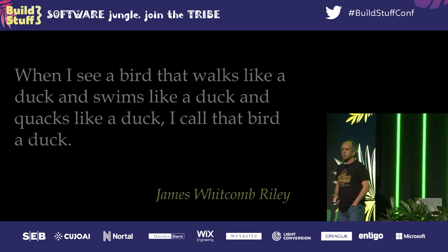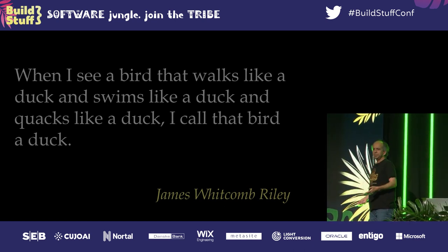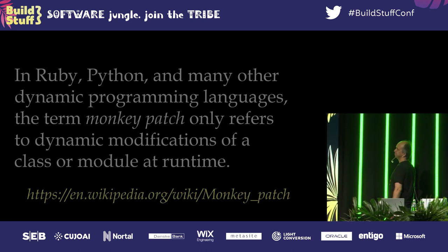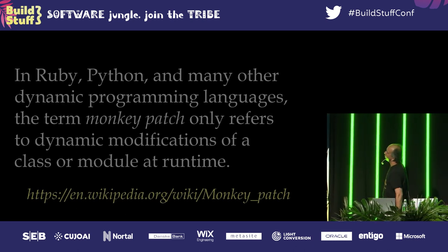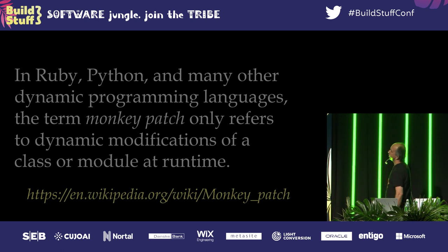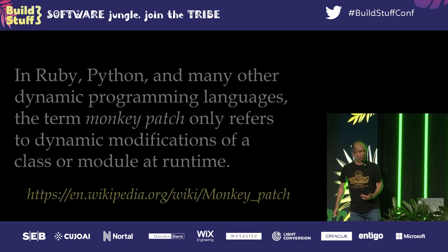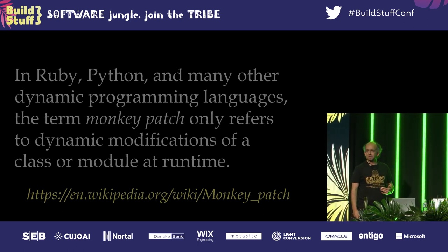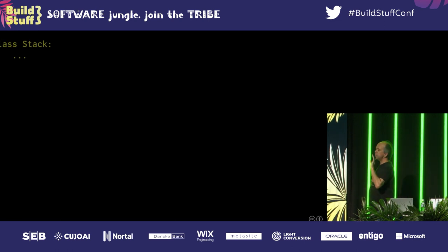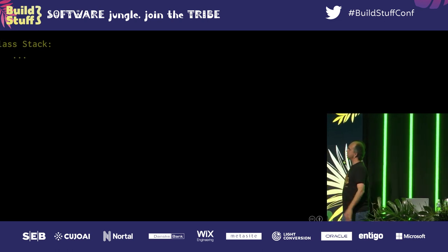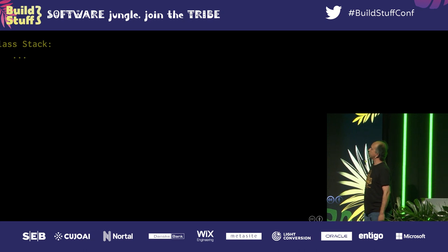But because we like animals, because it's a jungle, right? We've got monkeys as well. In Ruby, Python, and many dynamic languages, the term monkey patch only refers to dynamic modifications of a class or module at runtime. Excellent. Self-modifying code. That's what we want. So let's actually see how we're going to do this in a way that satisfies the original specification and learn an extra bit about Python and closures as well.